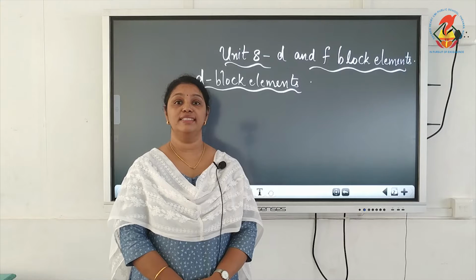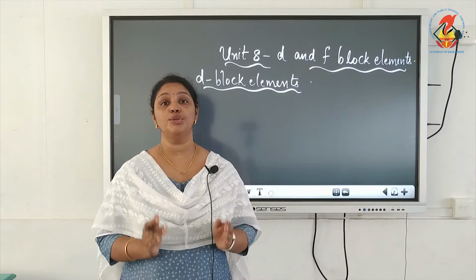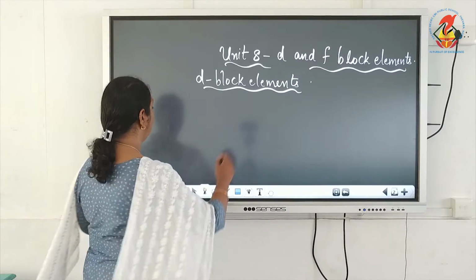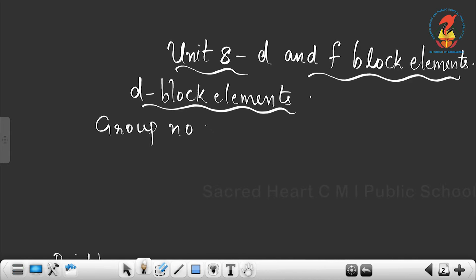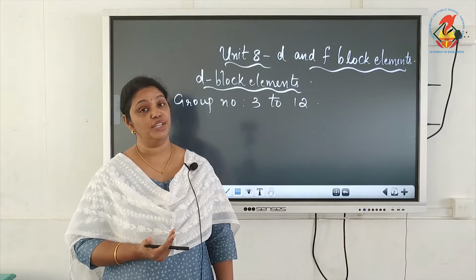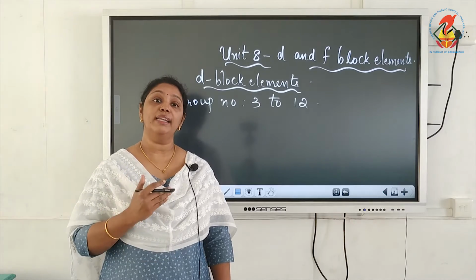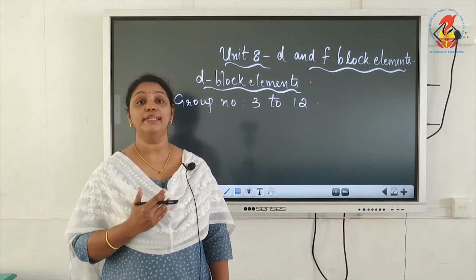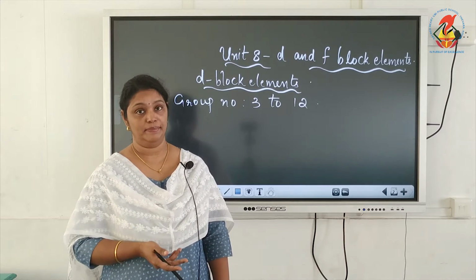Now, we know that the D and F block elements are placed in group number 3 to 12 of the periodic table. So, D block elements are placed in group number 3 to 12 of the periodic table. And we know that the D block elements are also called transition elements. Now, why are they called D block elements? They are called D block elements because their D orbitals are getting filled.